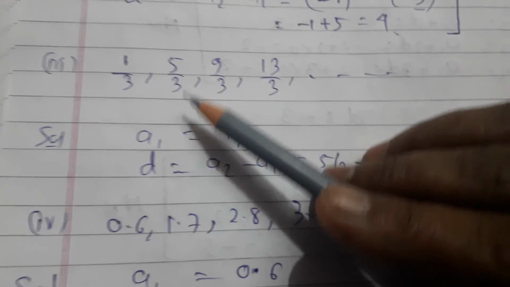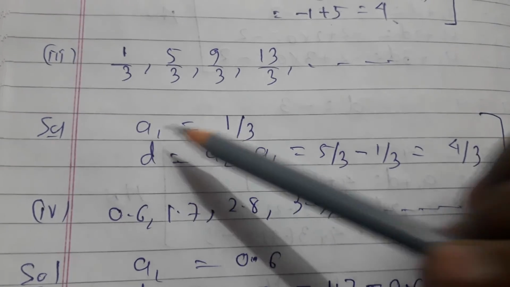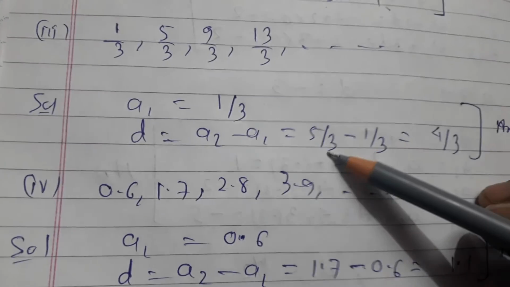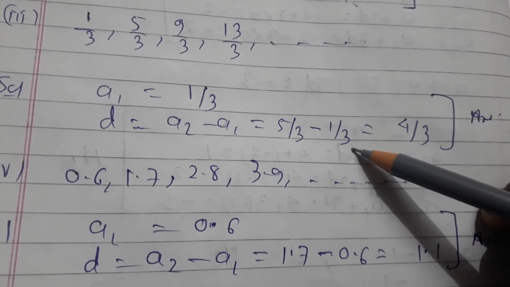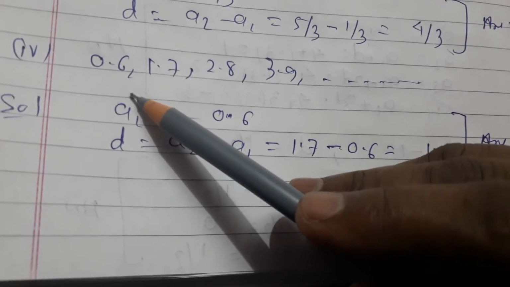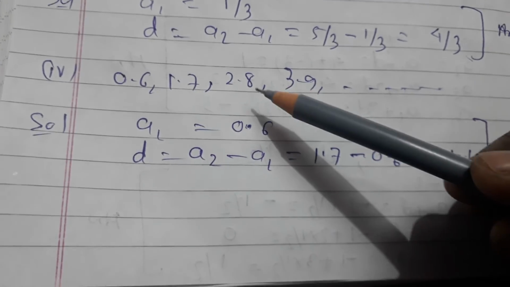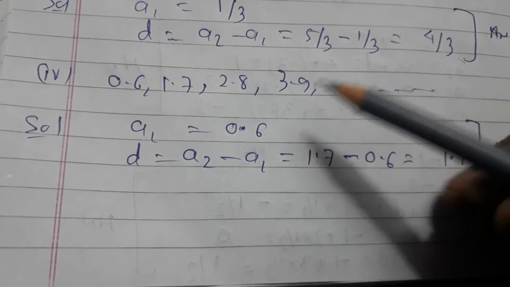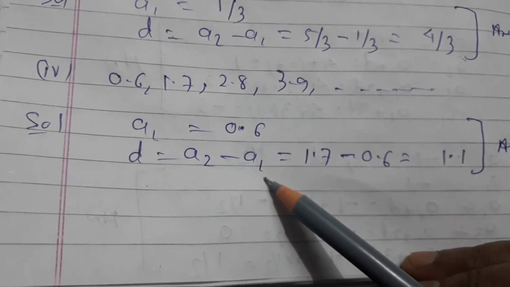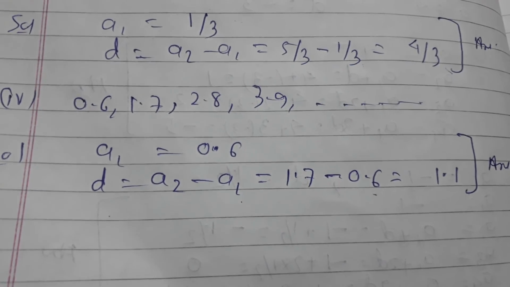And next, 1 by 3, 5 by 3, 9 by 3, 13 by 3 and so on. Third question. So a1 equals 1 by 3 and d equals a2 minus a1, 5 by 3 minus 1 by 3. After calculation, 5 minus 1, 4, 4 by 3. And next question, number 4: 0.6, 1.7, 2.8, 3.9 and so on. a1 equals 0.6 and d equals a2 minus a1, 1.7 minus 0.6, that is 1.1. Okay.